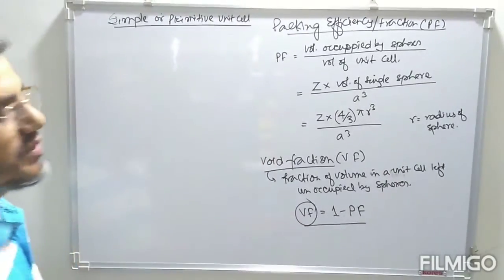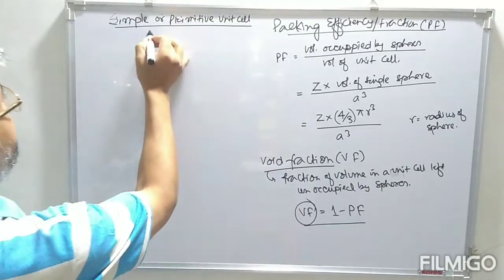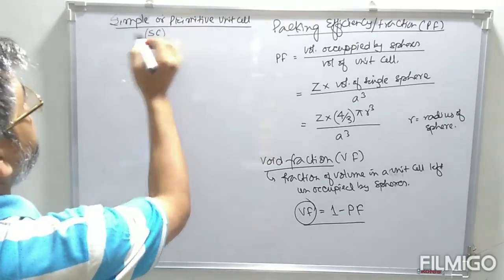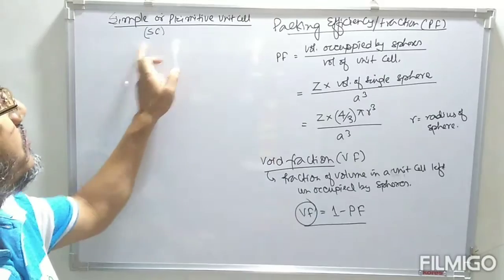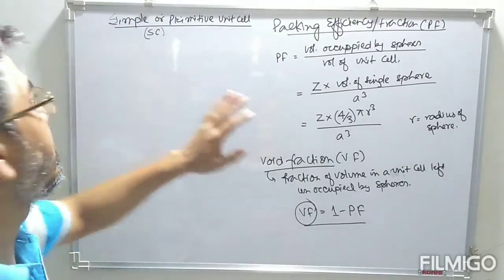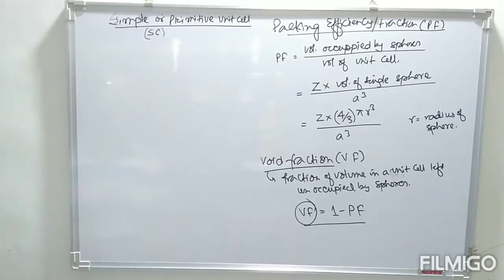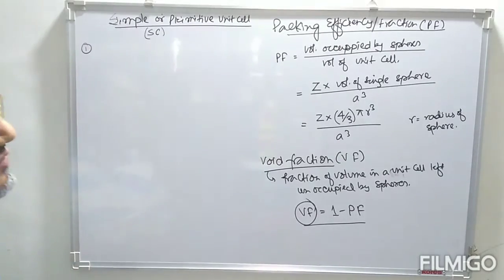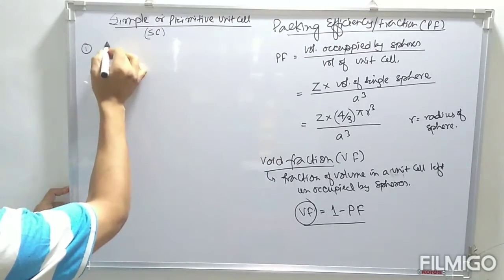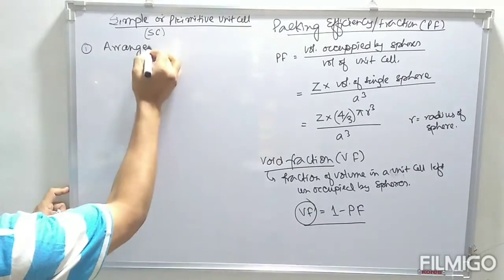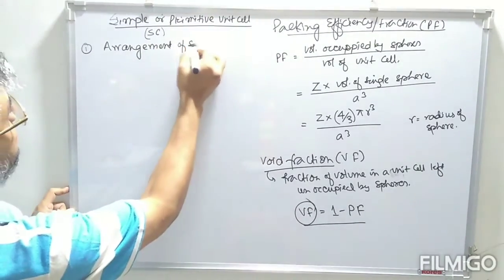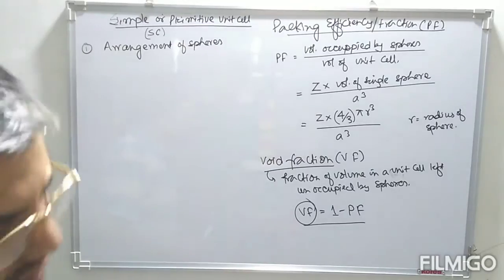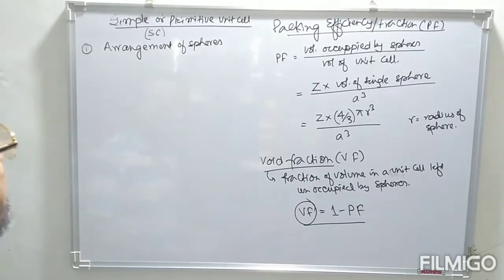Simple or primitive cubic unit cell. Simple cubic. Simple or primitive cubic unit cell. So the first one is the arrangement of spheres. How will these spheres be arranged in a simple or primitive unit cell?